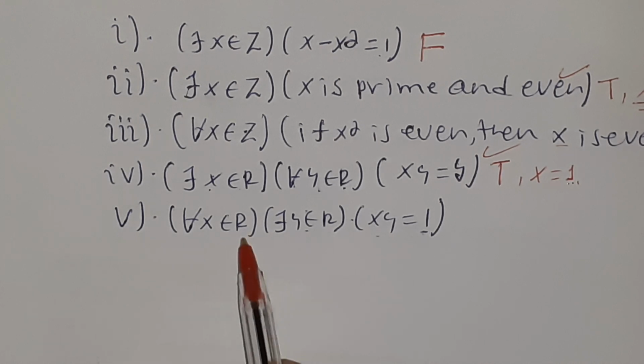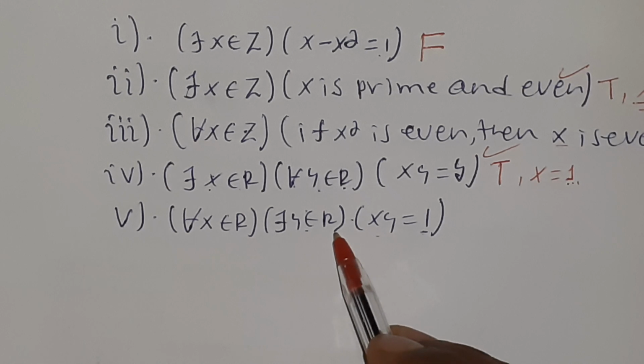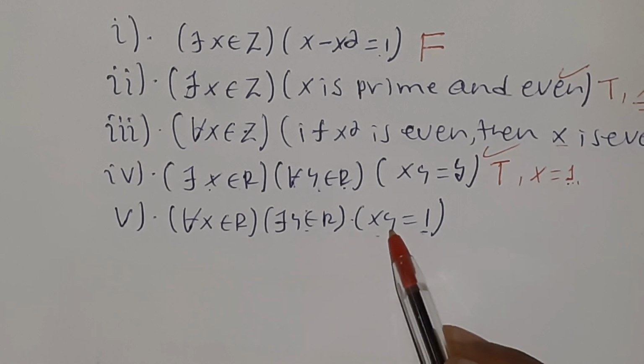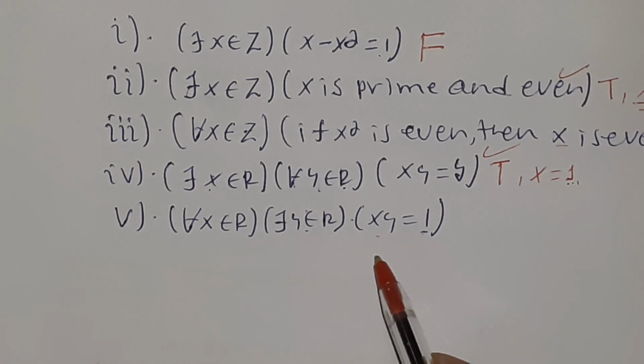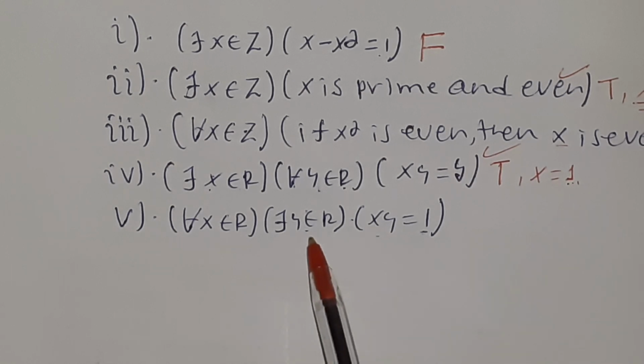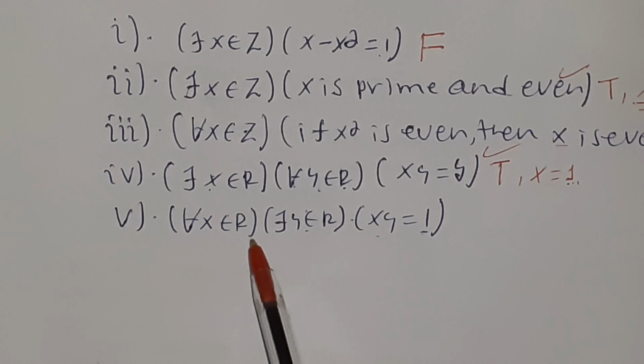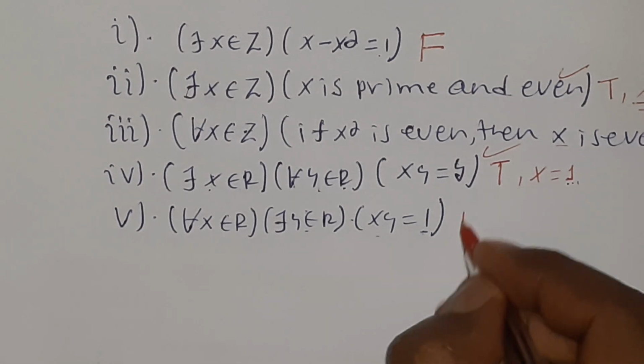Here, for every x, an element of R, there exists a corresponding y, an element of R, such that x times y is equal to 1. So this will be true if we can obtain a corresponding y for every real number x, an element of R, satisfying this condition. But this one is false.